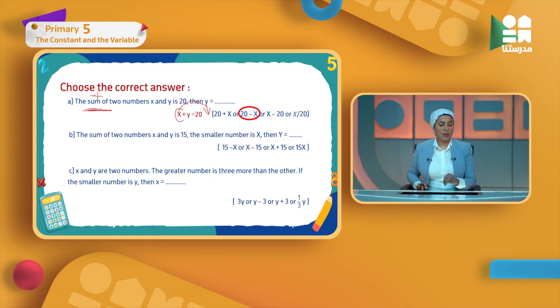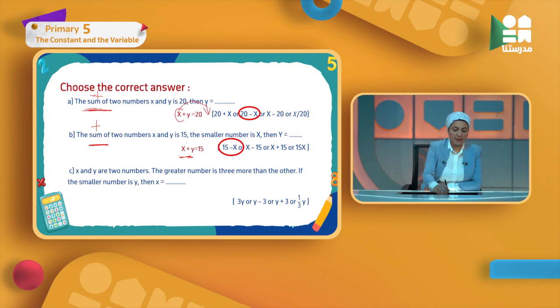Okay? Now letter B. The sum of two numbers, x and y, is 15. Again, the sum is the plus sign. So x plus y is 15. If the smaller number is x, then y equals 15 minus x. Again, we move the x to the other side with the opposite sign, because it's the smaller number.